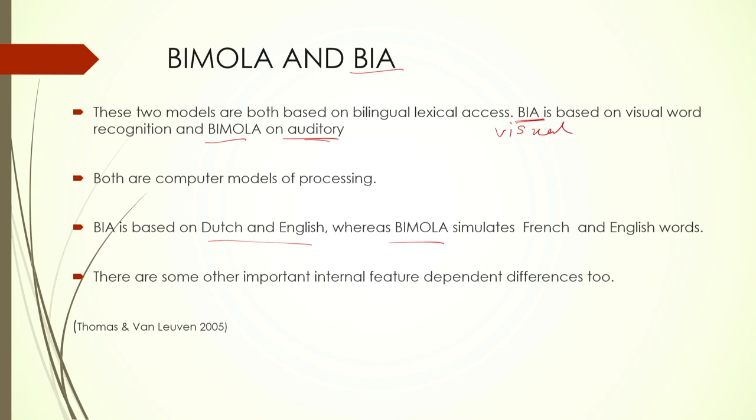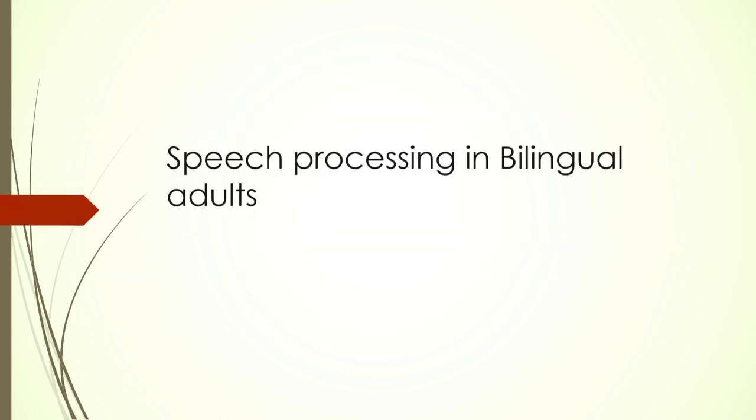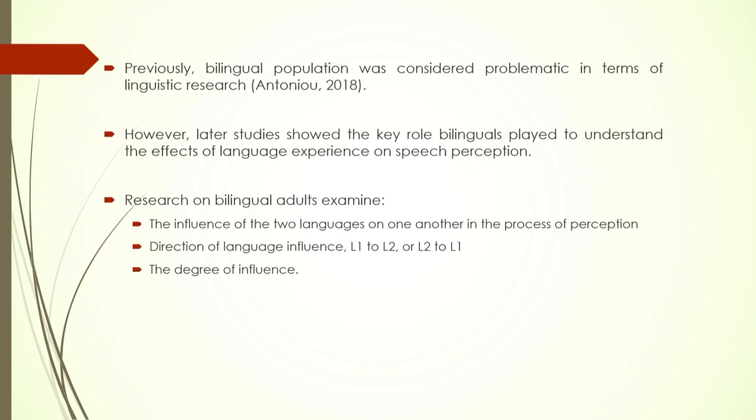However, there are some finer level internal feature-dependent differences as well. BIA we will discuss later in greater detail when we talk about visual language processing. So these are some of the similarities and differences between these two. Now let's go on to the real thing, that is the processing of bilingual speech by adults.